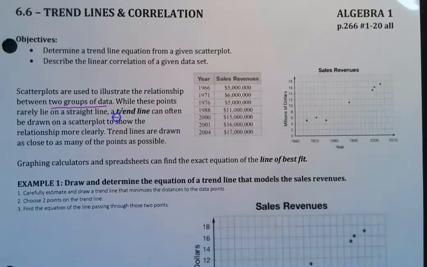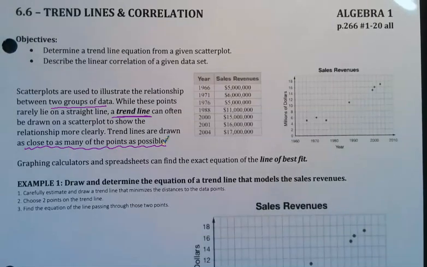So we can talk about trend lines. A trend line can often be drawn in a scatter plot to show the relationship more clearly so we can see what's happening. Trend lines are drawn as close to as many of the points as possible, because you can't get all of them, then it wouldn't be a line, right? If you're connecting the dots. This is not connecting the dots.